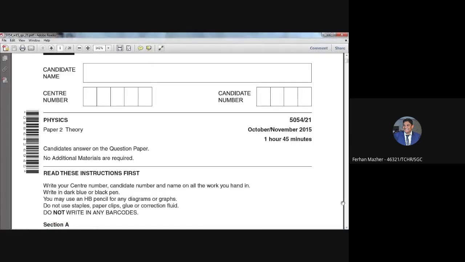Good morning, dear students. Today we are going to solve the October-November 2015 Paper 2-1. It's a theory paper. The course we are studying is Physics 5054. And let's start today's task.